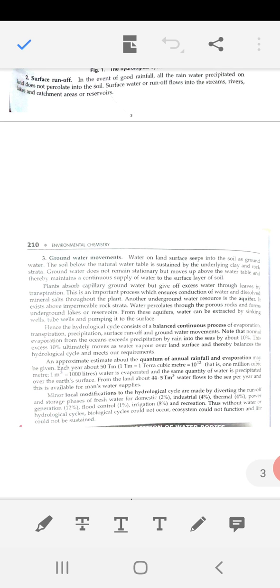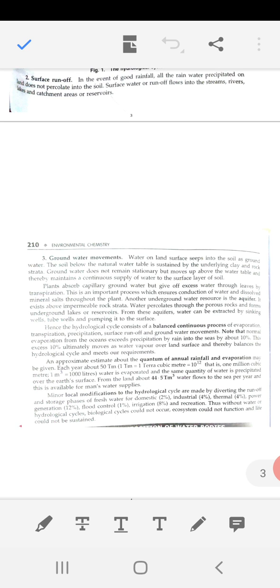Water is evaporated, and the same quantity of water is precipitated over the earth's surface. From the land, about 45.5 pm³ of water flows to the sea per year, and this is available for man's water supply. Minor local modifications of the hydrological cycle are made by diverting the runoff and storage phase of fresh water for domestic 4%, industrial 4%, thermal power generation 12%, flood control 1%, irrigation 8%, and recreation.